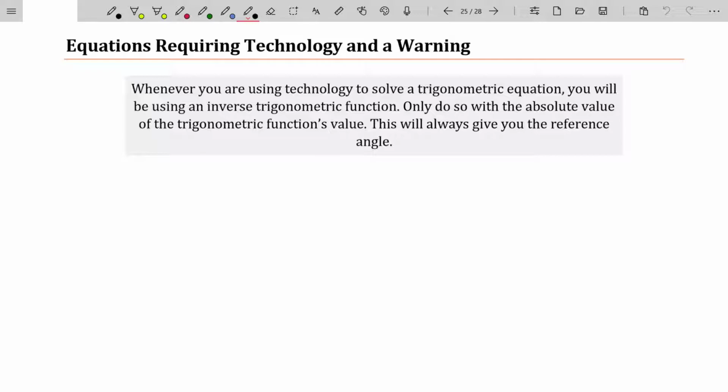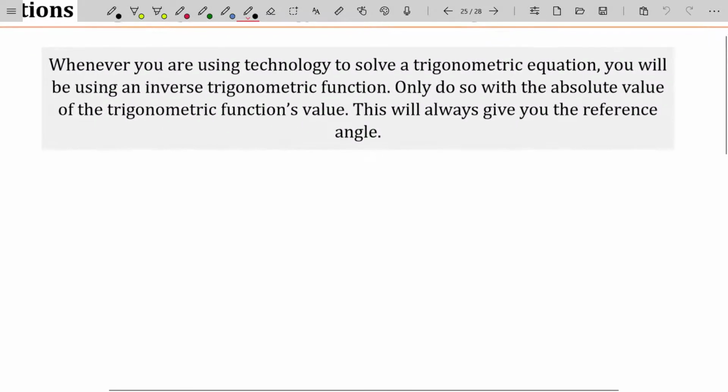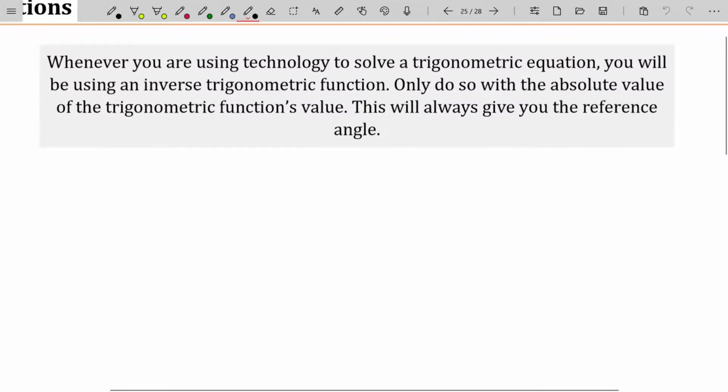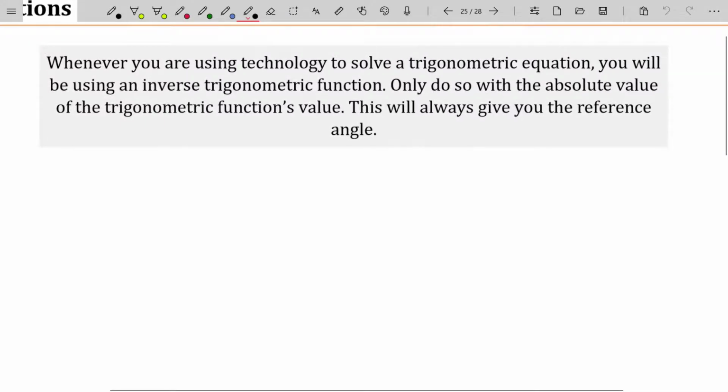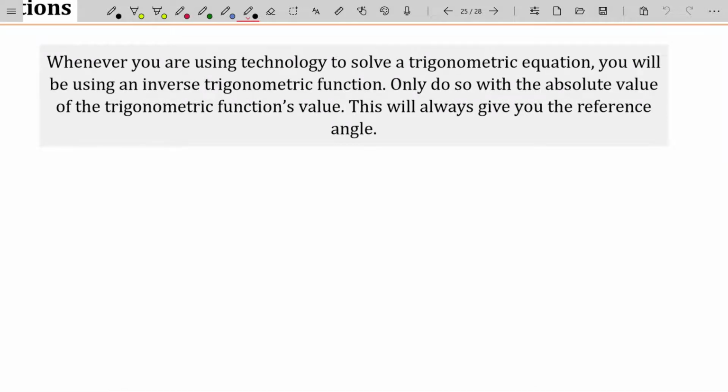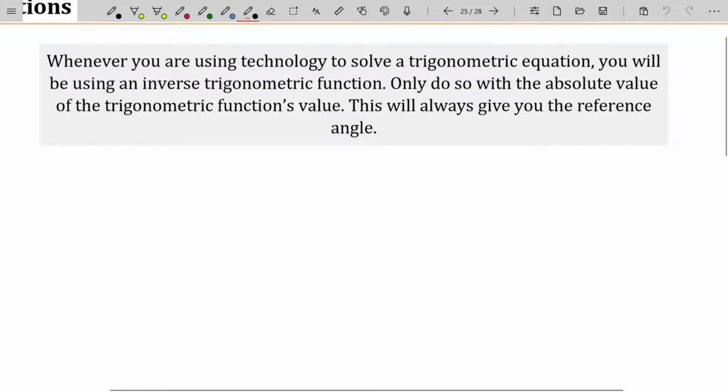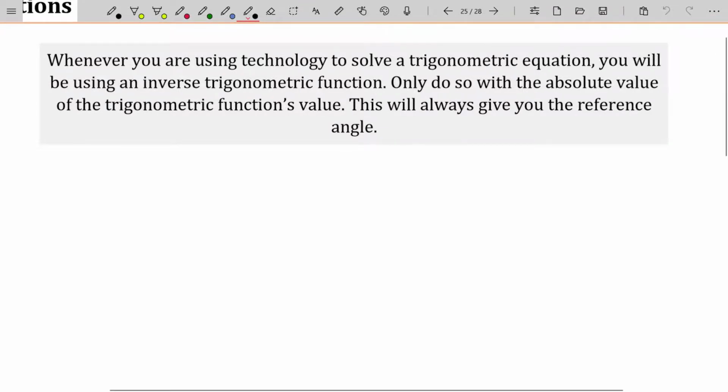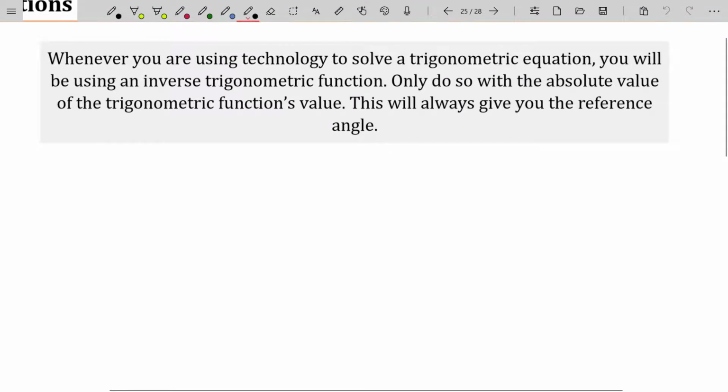So here's my statement. Whenever you're using technology to solve a trig equation, you will be using an inverse trig function. Only do so with the absolute value of the trig function's value. This will always give you the reference angle. Now, before I go into an example, I just want to showcase what I mean by that, because I think a lot of people will just say, what did he just say?